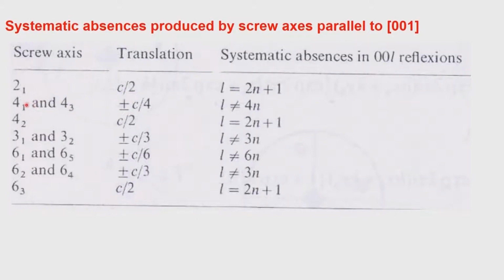On the other hand, if you have a screw axis 4 1 and 4 3, these two axes are now in two opposite directions, but representing the same effective positioning of the atoms, except that the handedness associated with 1 and 3 will change, and therefore l is going to be not equal to 4 times n. That means whenever l is 4 times n, you will get the reflection. So n can be equal to 1, so you get reflections like 4, 8, 12 and so on. Multiples of n can take values 1, 2, 3, 4 etc. So it depends upon the length of the unit cell.